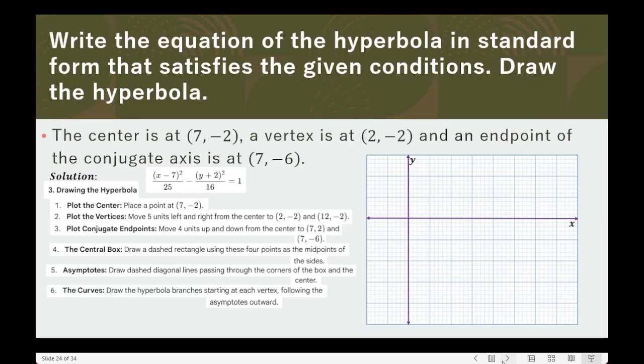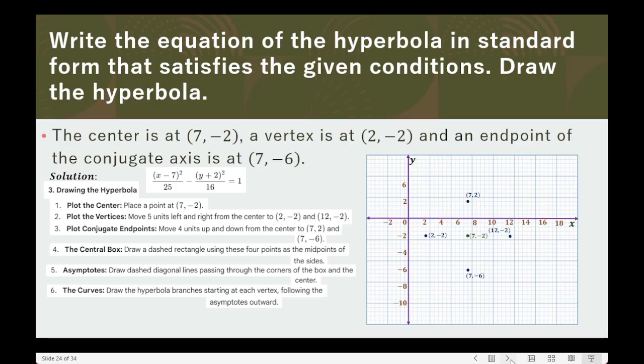Okay, so if we strictly follow each of these steps to draw the parabola, this is the result of the graph. You plot the center, the pair of coordinates, the vertices, the endpoints of the conjugate axis. These are (7, 2) and (7, -6).